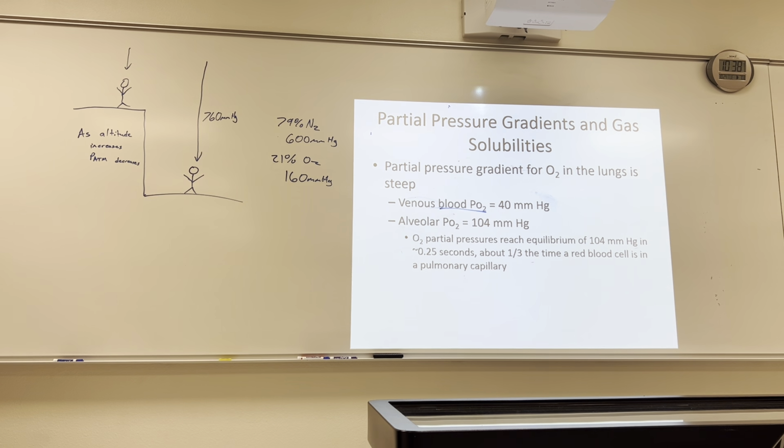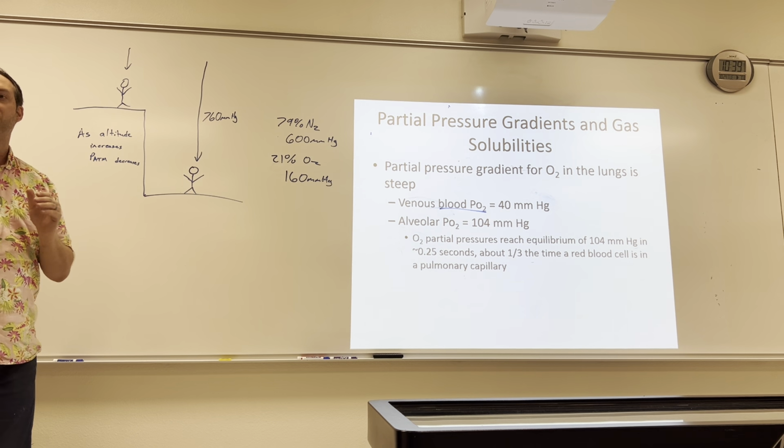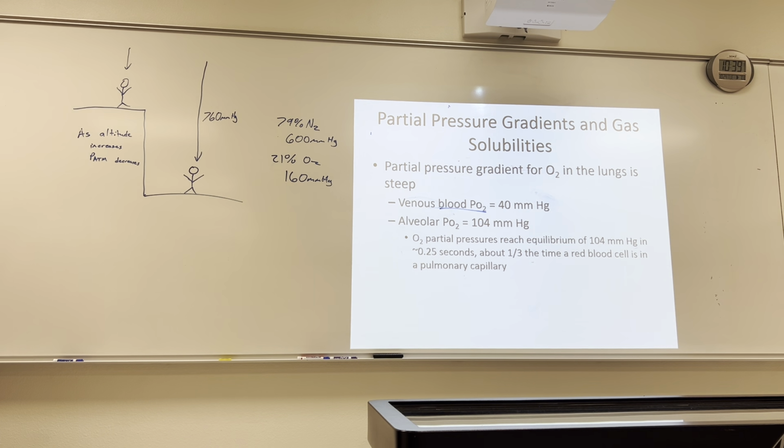At sea level. As we go up, atmospheric pressure drops. That means that as you go up, that pressure gradient drops. There's not as much pressure shoving oxygen into your blood, so you don't get as much oxygen in your blood. As you go to higher altitudes, there's not enough pressure in the atmosphere to shove oxygen into your blood.